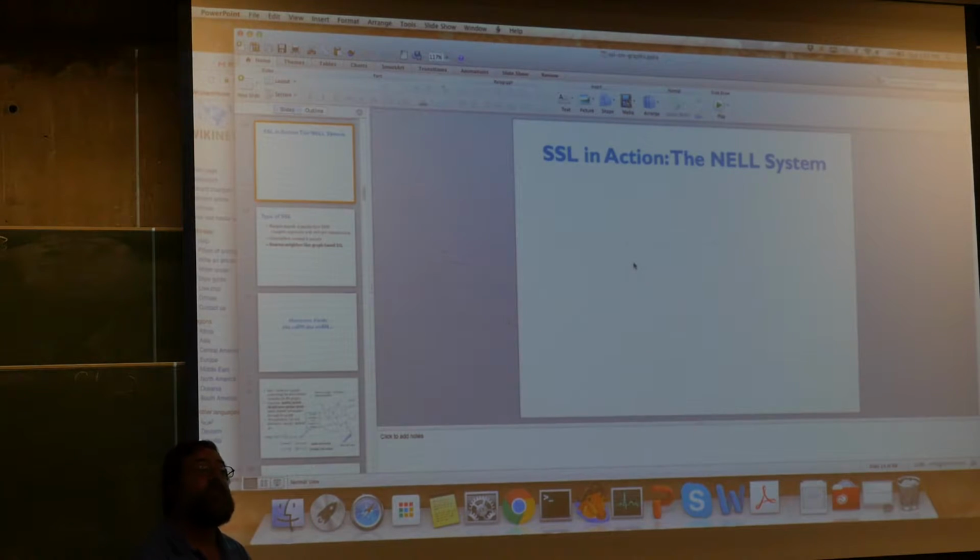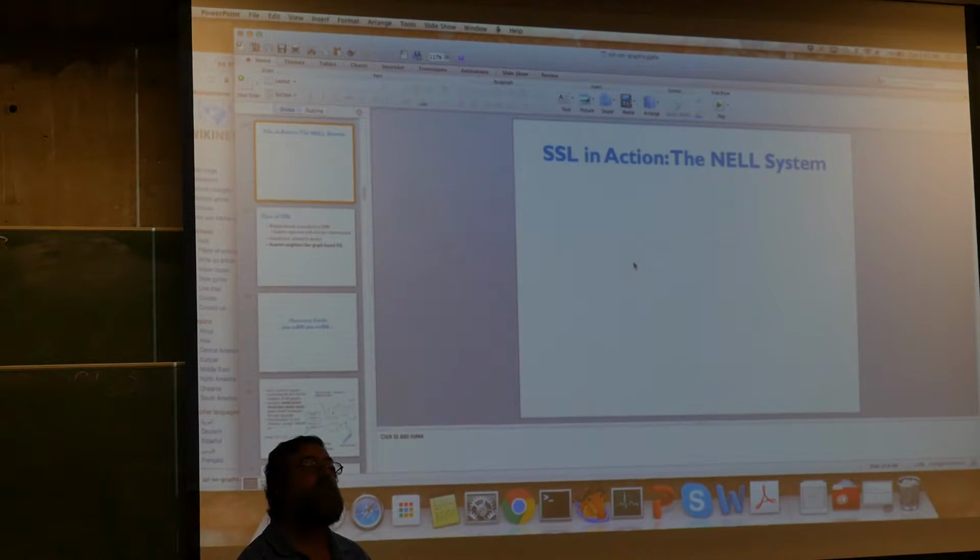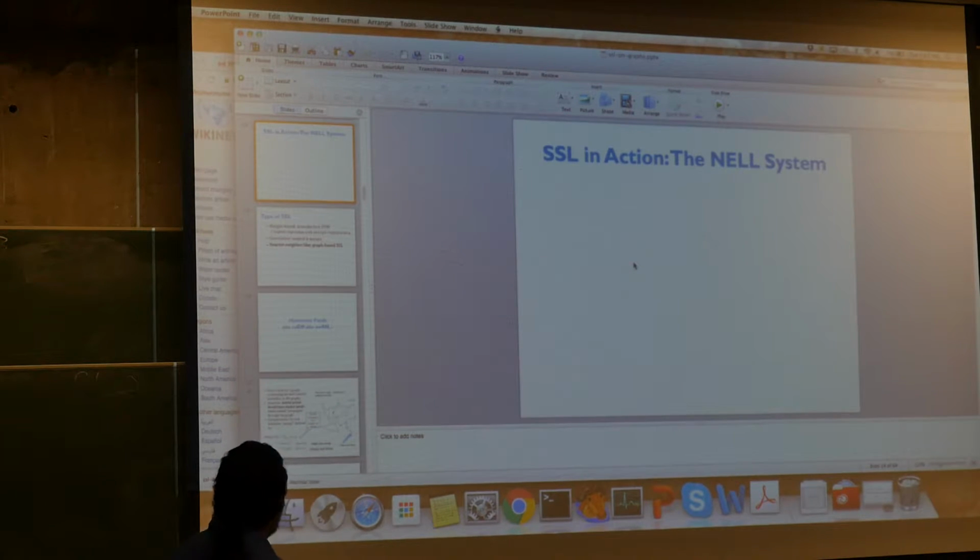Yeah, question? Does this system support natural language query? Like, for example, can I search who is the 20th president of America? No, there's not a natural language query interface. It'd be cool. But, yeah.